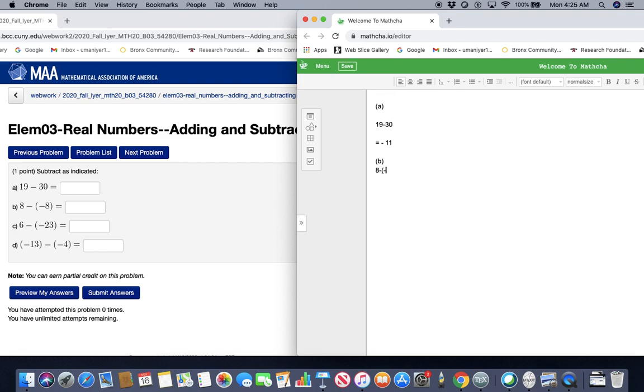8 minus negative 8. That is 8, negative followed by a negative. It's a positive 8. 8 plus 8 is 16. 6 minus negative 23. Notice negative followed by a negative is a positive. So 6 plus 23. That is 29.